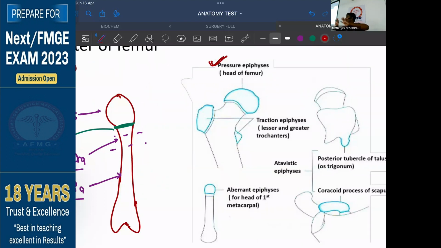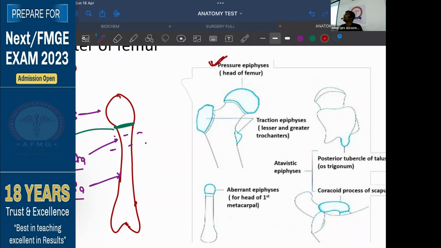What do I mean by this? Understand it like this. That means the pressure and weight of your hands and legs would be transmitted to your axial skeleton or your central part with the help of this type of epiphysis. And if they are transmitting the weight, therefore they will always be under pressure.